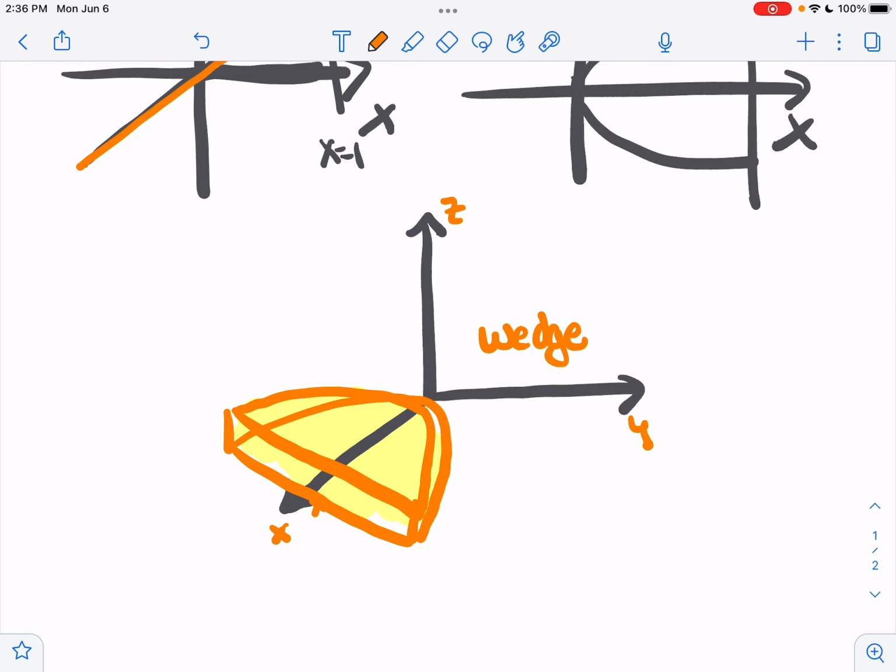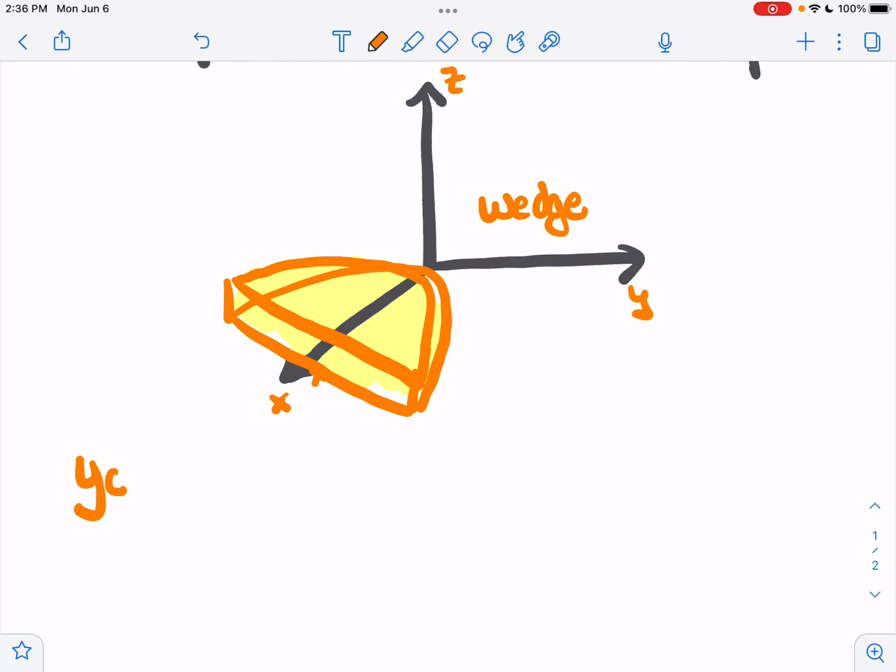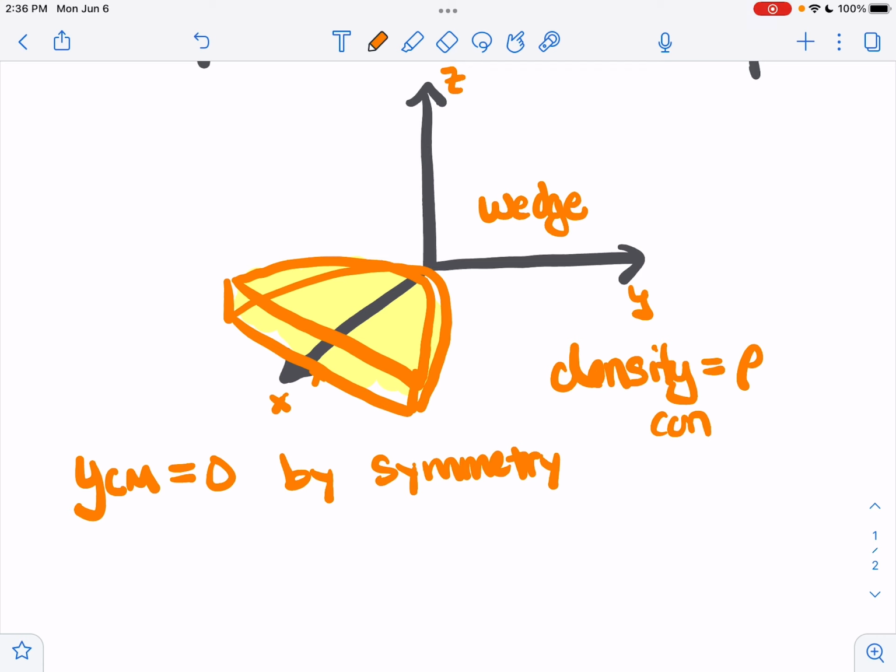So we've got our x, y, z axes. We want to find the center of mass. The first thing that I'm going to say is that the y-coordinate for the center of mass is 0 by symmetry. And this is because the density is a constant. The density in this thing is just a constant. And so along the x-axis, the middle of this thing is where the y center of mass is going to be, and so that y center of mass is going to be 0 by symmetry. So that's really, really nice, actually.